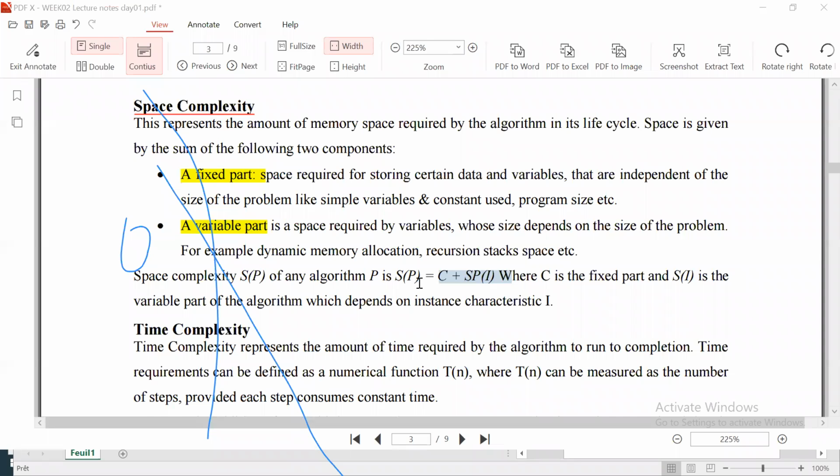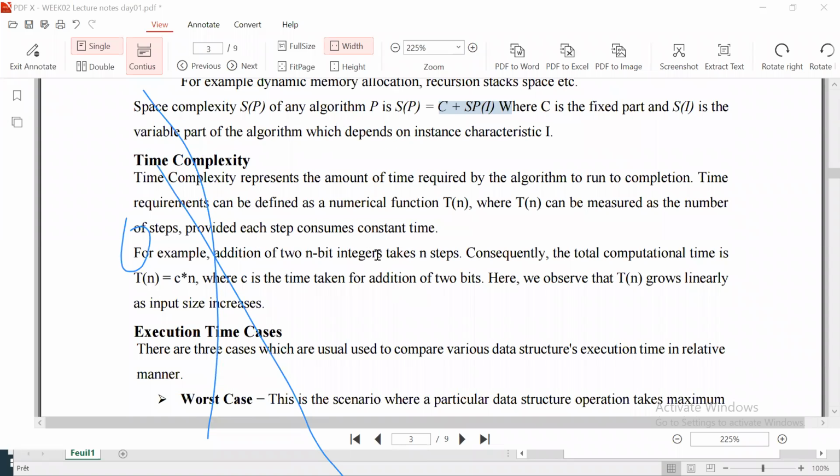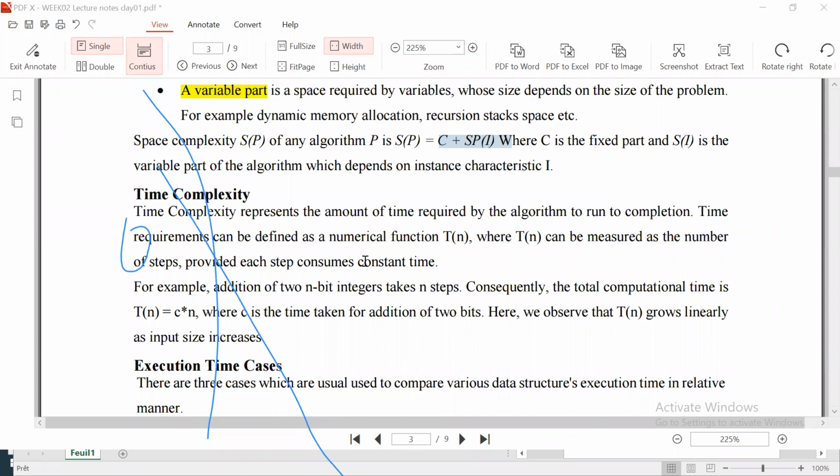Somebody is saying they didn't understand the time factor. Okay, I think when we explain the time factor, you will understand. So we said there are two factors. We have space and we have time. When we talk about the time, we are looking at how much time the processor is going to take in order to execute the algorithm to completion. Okay, that's what we mean by the time factor.